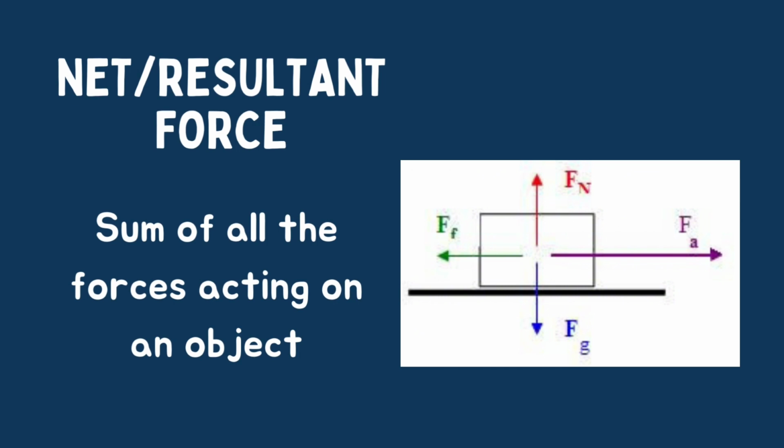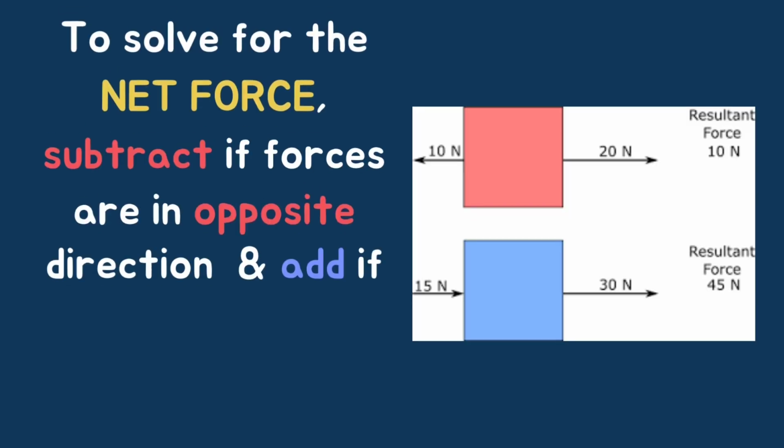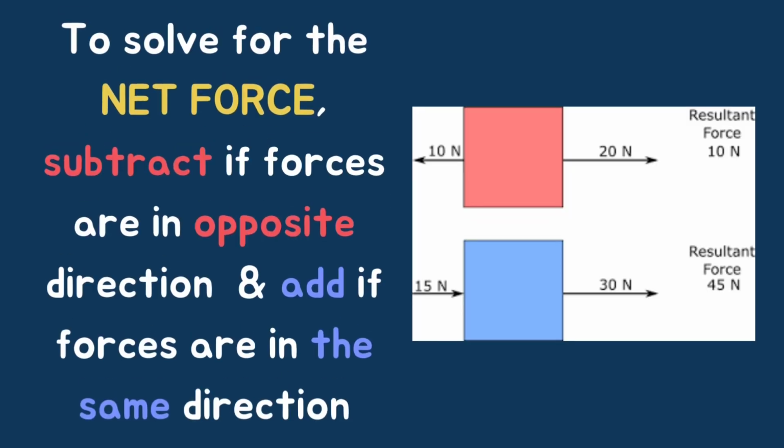Just like what you can see in the diagram, there are 4 forces acting on a box. To solve for the net force, the formula is force 1 plus force 2, or it depends on how many forces are acting on an object. Another thing that we need to consider to solve for the net force is subtract if forces are in opposite direction and add if forces are in the same direction, just like in the diagram here.